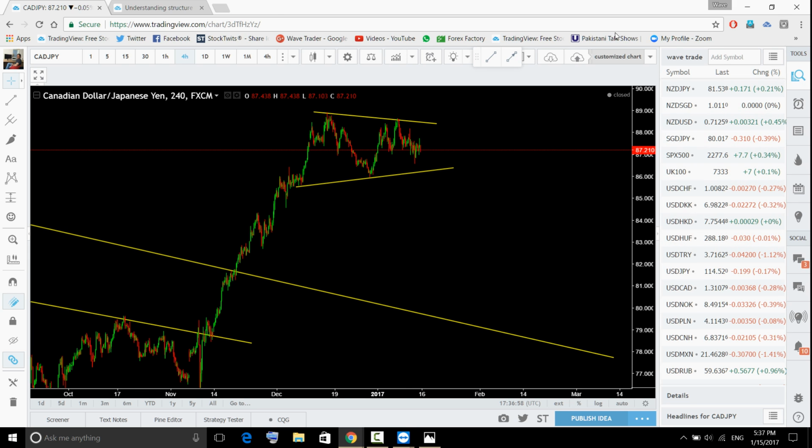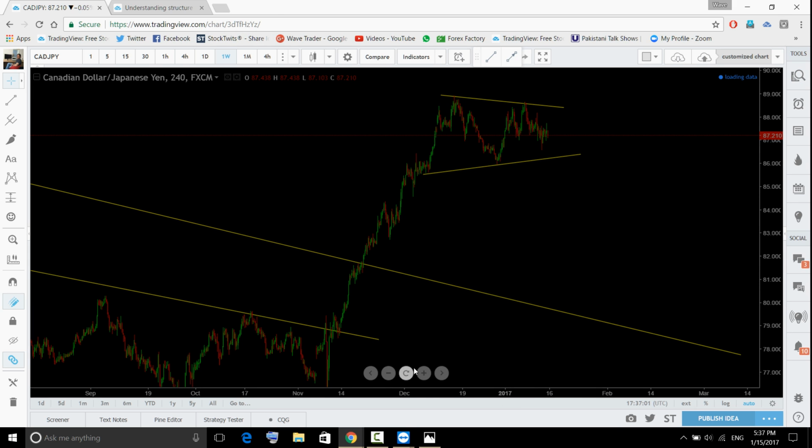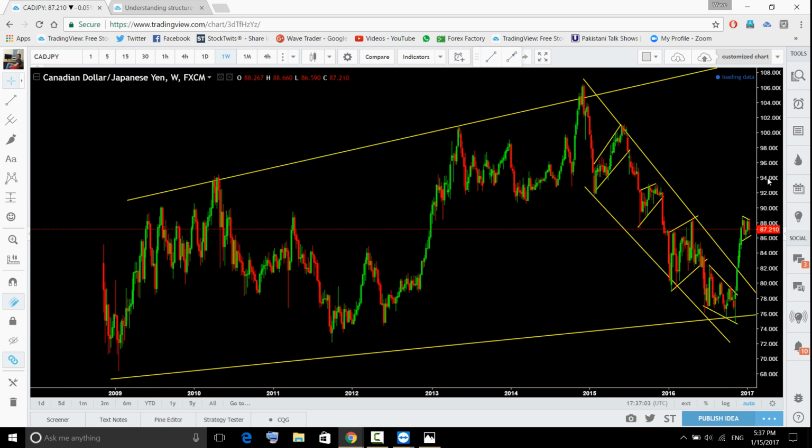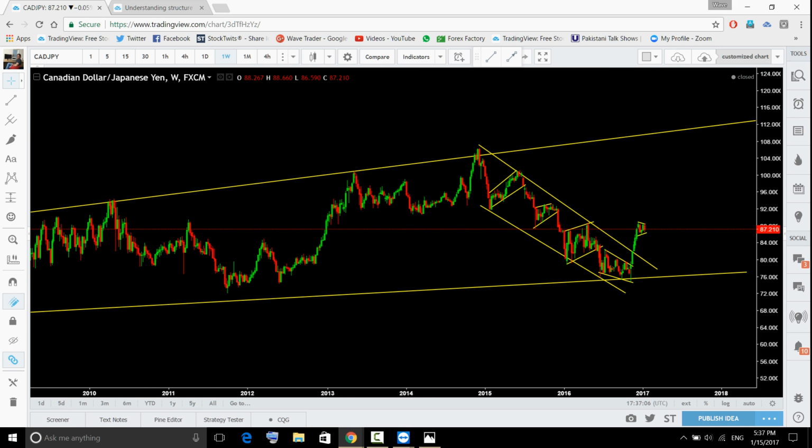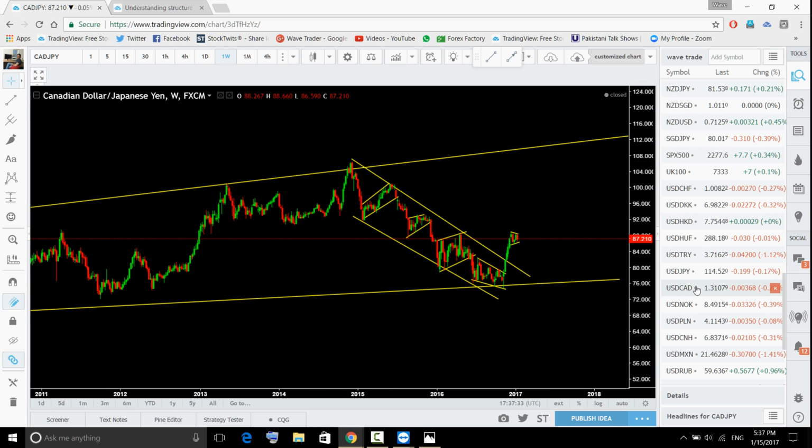But when we look at the weekly structure, weekly is not saying that. Weekly is saying a deeper correction or deeper pullback for this up move, and then continuation. Here your indication is going to give you an indication that it is going to continue to the upside. At current price, there is no indication that price is going to continue to the upside. So let's see what kind of pattern is going to form over there on CAD yen.